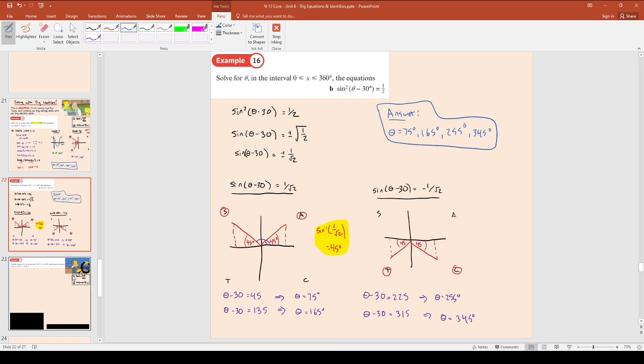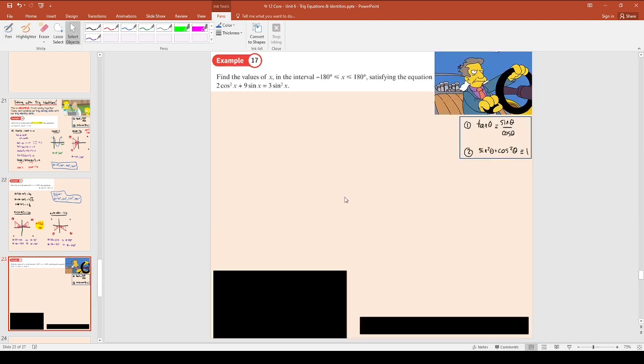Okay, and here we go. Last one, buddies. This is the hardest one, but it's not going to be too bad. I think that you guys are going to be pretty ace at it. It is going to use potentially an identity, but it's not as bad maybe as the ones that you've done previously. So if we check it out, here we go. It says find the values of x. Oh, it even gives us a wonky range. Of course it does. So minus 180 to 180. And satisfying the equation, this equation here.